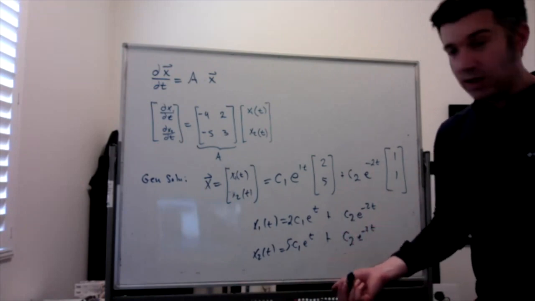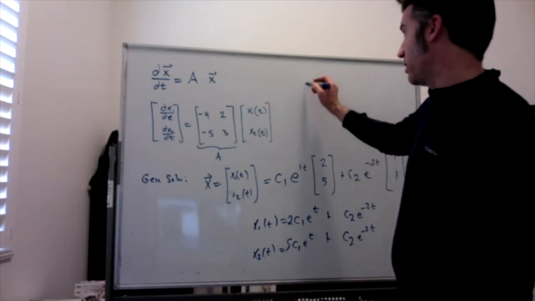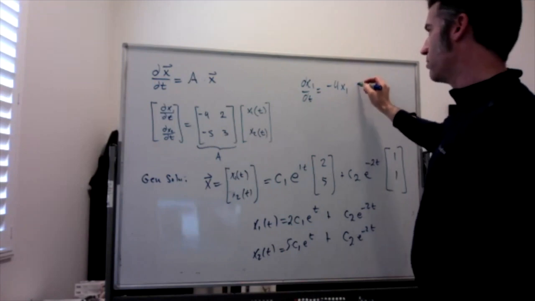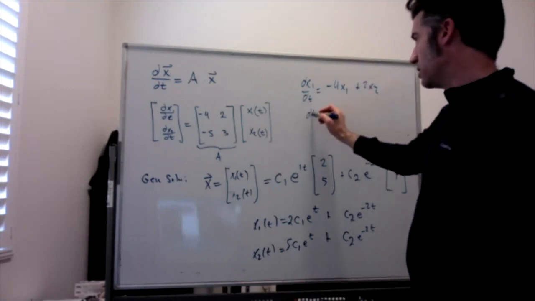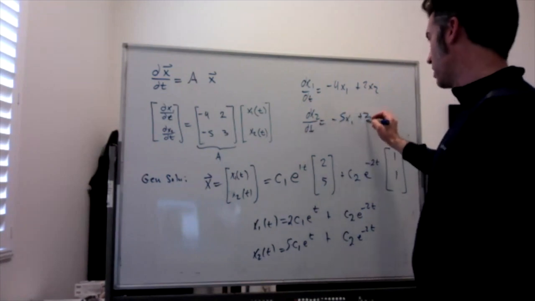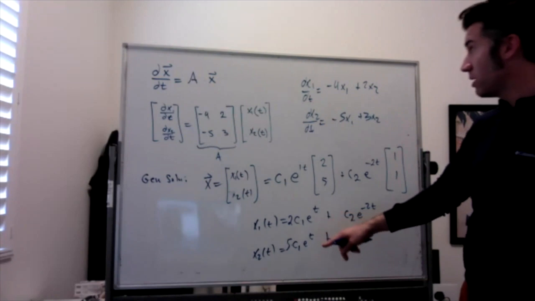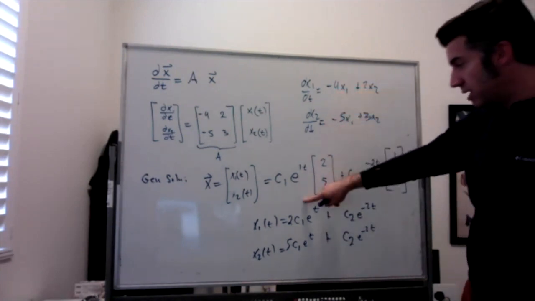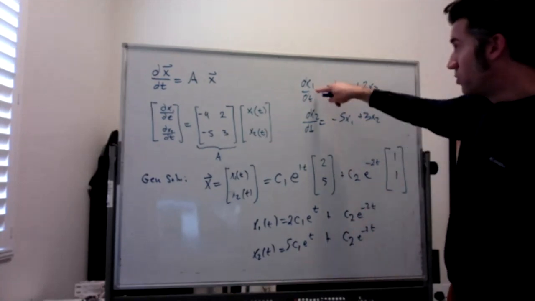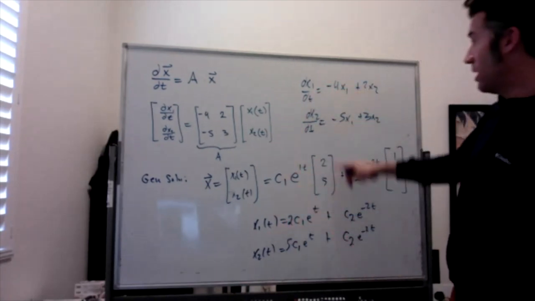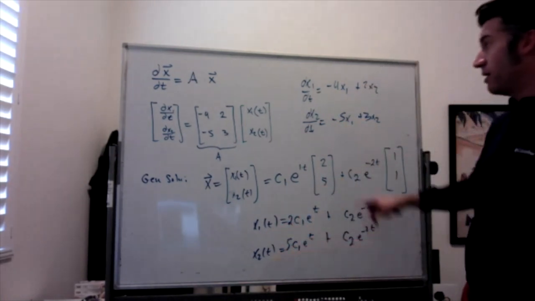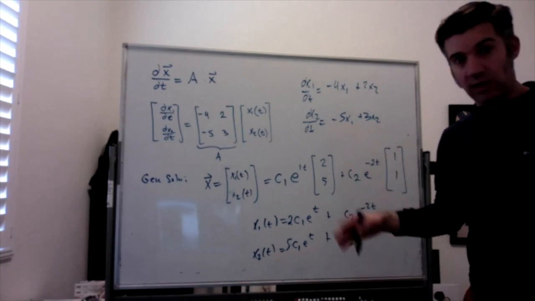And not that we need to do this, but if you look at the system of equations, dx1/dt equals negative 4x1 plus 2x2, and dx2/dt equals negative 5x1 plus 3x2. If you take negative 4 times x1 plus 2 times x2, it will equal the derivative of x1. And if you take negative 5 times x1 plus 3 times x2, that'll equal the derivative of x2. That's what we've done. We've solved the system.